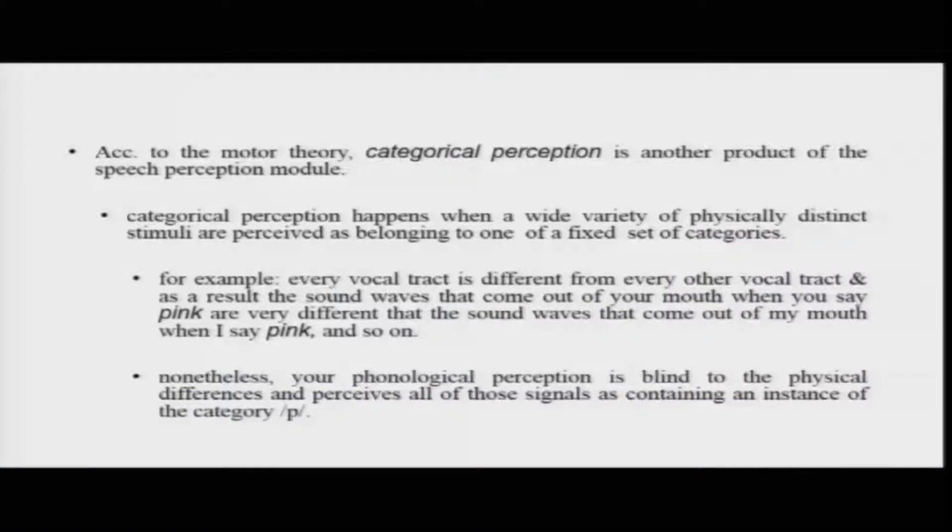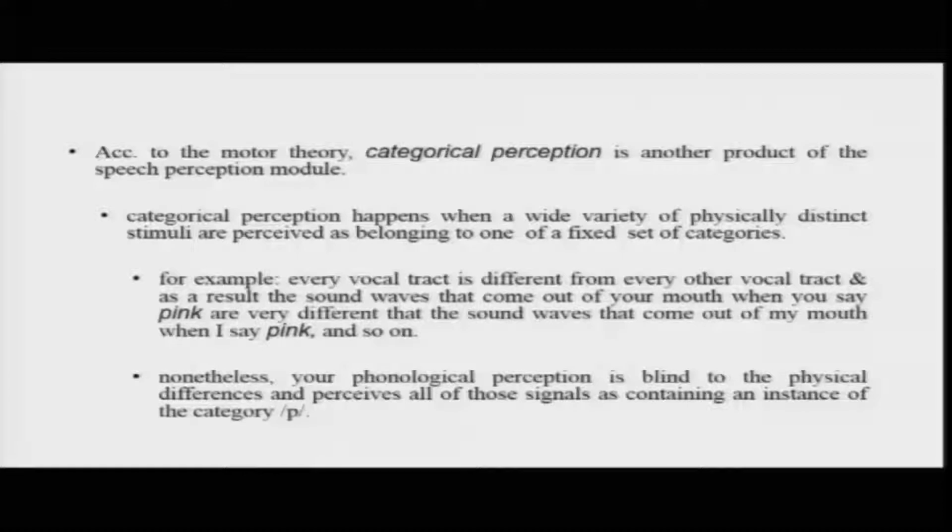Now moving further, according to the motor theory, categorical perception is another product of the speech perception module. What is categorical perception, if I may ask? If you remember last week's lecture, I talked about categorical perception. Categorical perception is our ability to perceive different phonemes as categorically different from each other, you know, perceiving pa and ba as different phonemes. That is what categorical perception is.